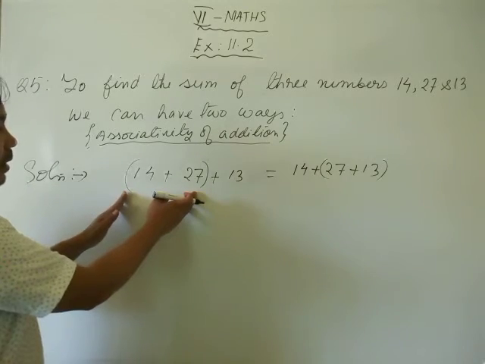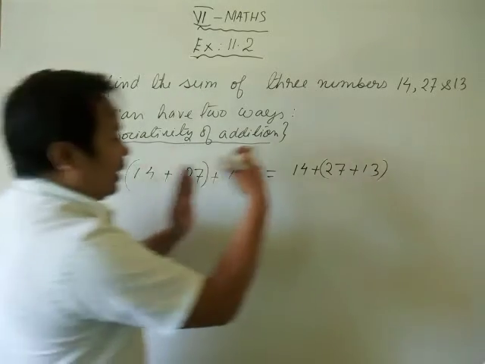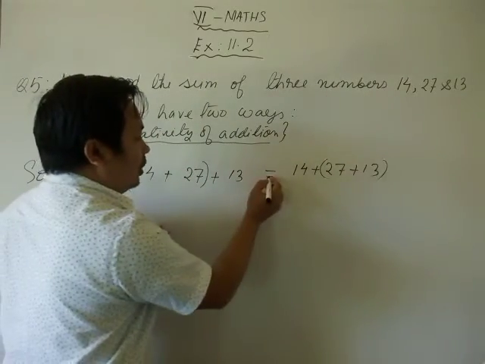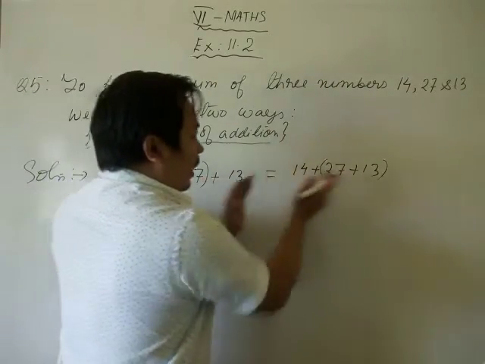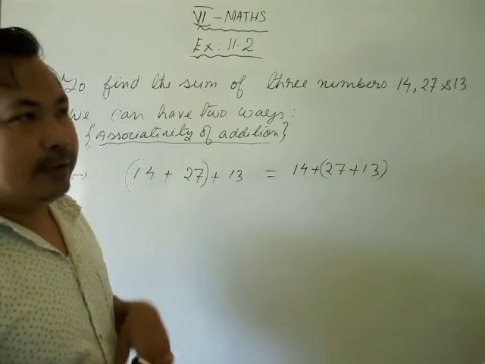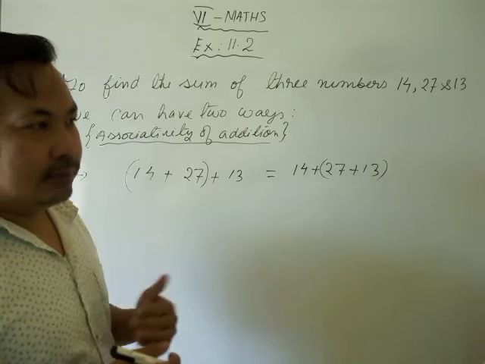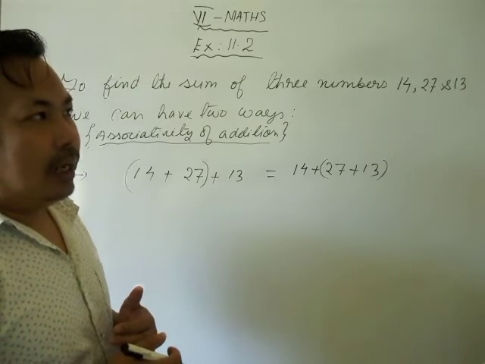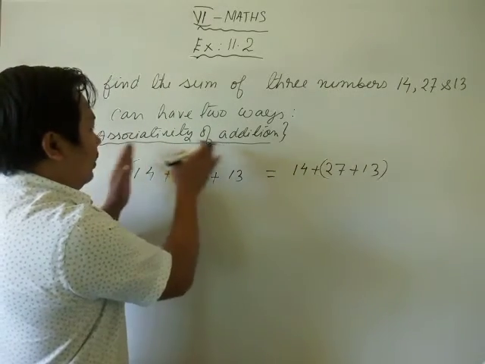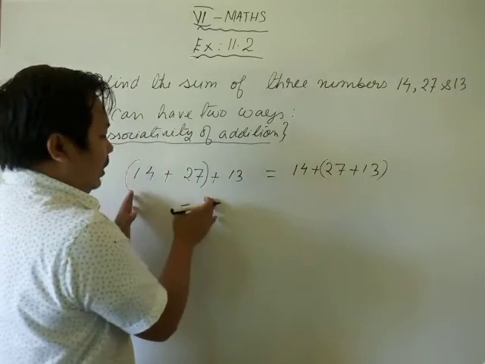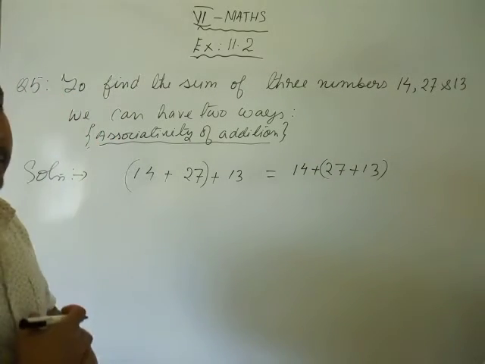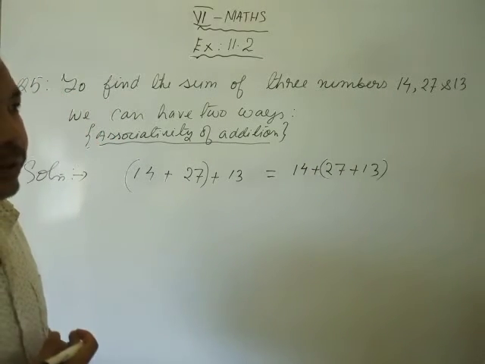First we add these in the first case. In the second case we add 27 and 13 first. So this is called the associative property, grouping. At a time we cannot add 3 numbers, so we add 2 and go on adding another number again. This is called the associative property, grouping in addition. This is called associativity of addition, which we have studied and learned in the previous chapter at the beginning of this class.